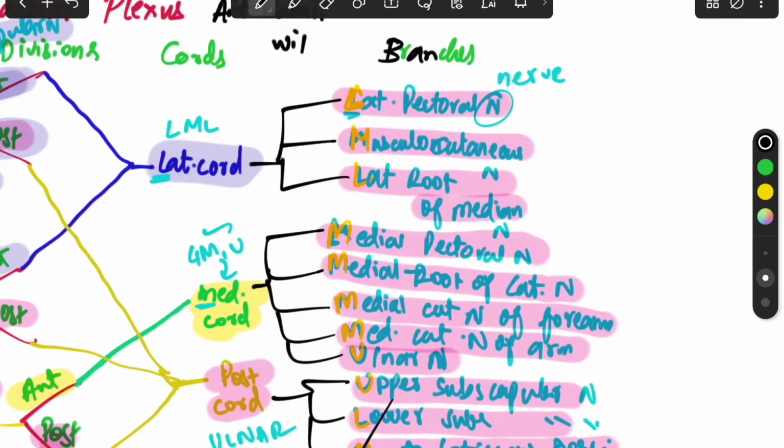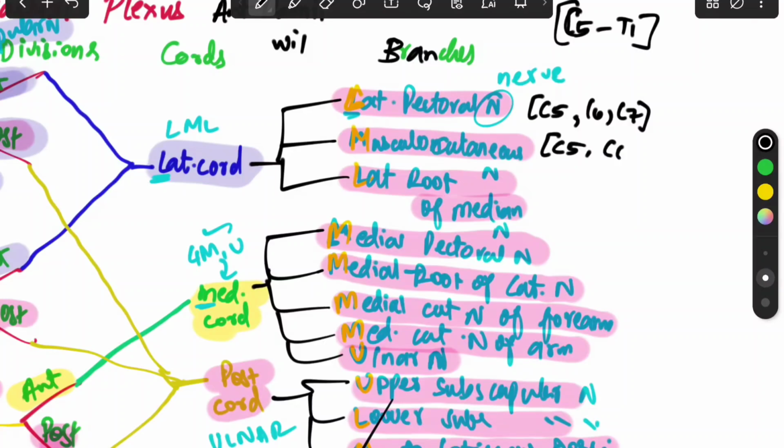Now I am going to say a trick to remember the roots of the branches arising from the lateral cord. So it is C5, C6, and C7. As we know, the brachial plexus arises from the C5 to T1 nerve roots, right? So the lateral pectoral nerve from the lateral cord arises from C5, C6, C7. As usual, this is also the same C5, C6, C7, and this is also the same C5, C6, C7.